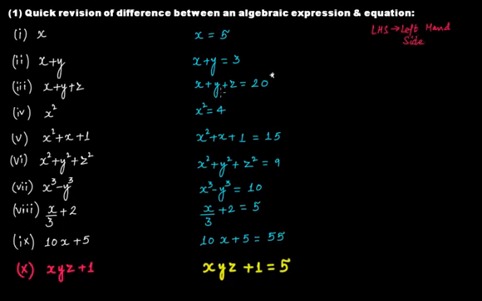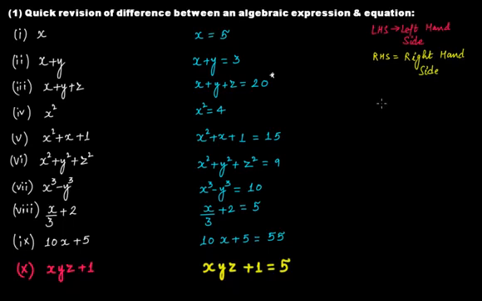That was this one in this case. In this case we have 10x plus 5. If we take this, 10x plus 5 is the LHS and 55 is the RHS. So RHS stands for the right hand side of an equation. Okay, so you have to remember this.